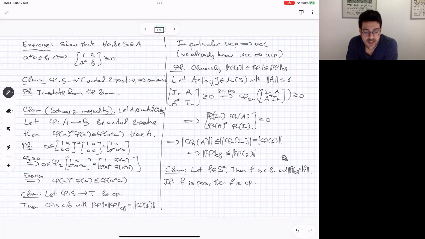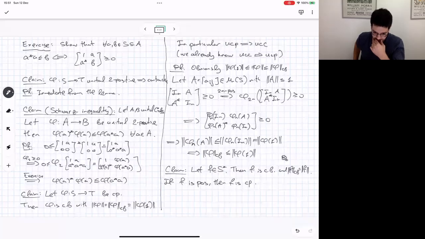Now, if we knew that phi of 1 is equal to 1, then, well, okay, there is something to prove here. We still need to prove it. We don't have anything for free here, but once we know the first part, the second part is for free.